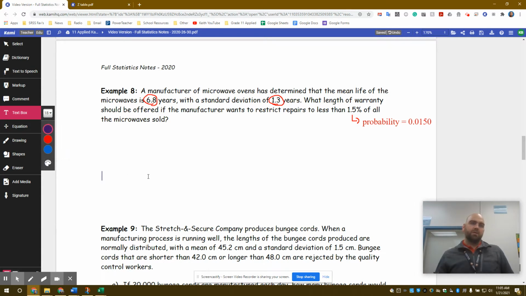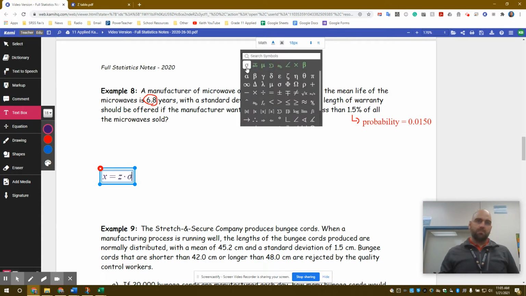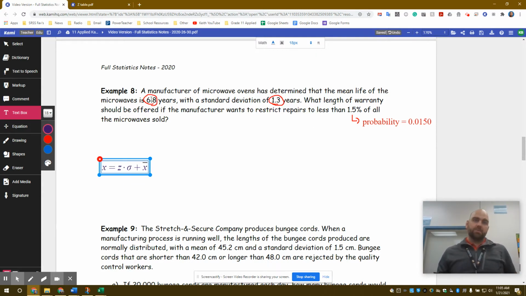This goes back a couple lessons to when we looked at how to manipulate our Z-score formula. We know that our data point is equal to our Z-score times our standard deviation plus X bar, or mu, depending on what we're given. We have our mean right here, so there's our X bar. We have our standard deviation right there. We need to know our Z-score, and our Z-score is associated with a probability. This is not the Z-score. We need to find what Z-score gives us this probability.